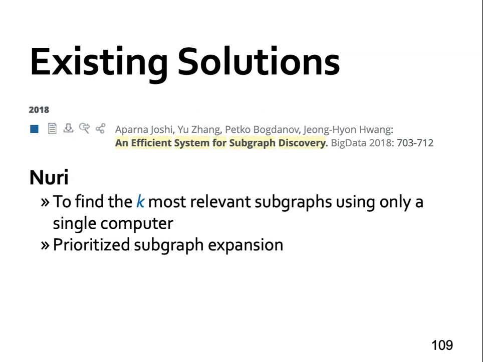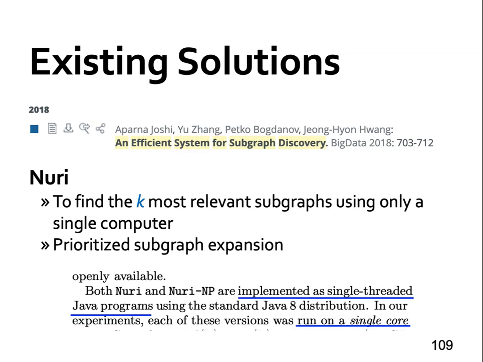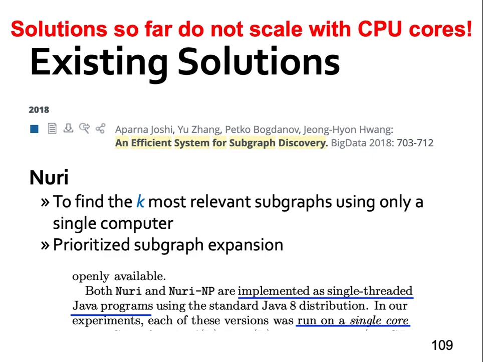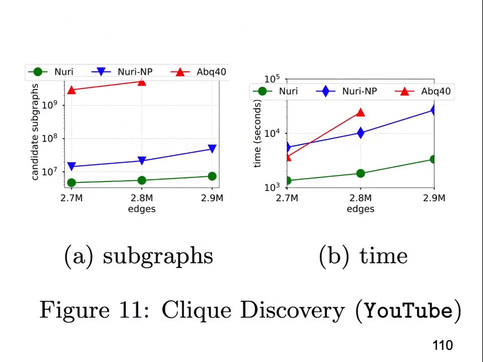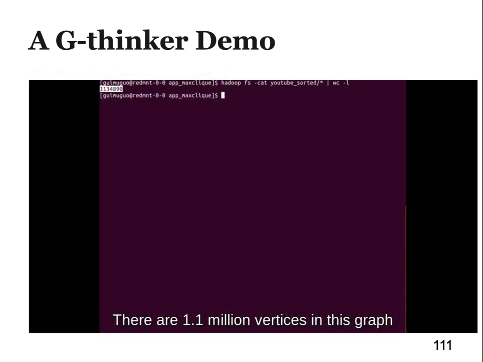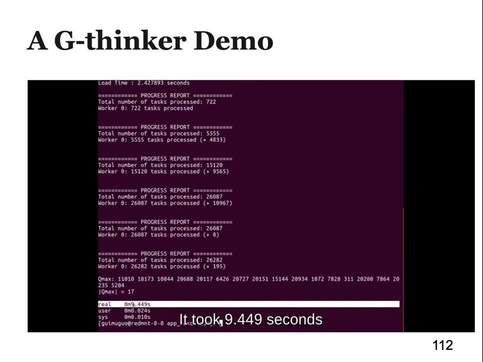Another system, Nuri, proposed to find the top k result subgraphs rather than all of them. But Nuri is a single-threaded Java program. All the systems we reviewed so far do not scale their performance with the number of CPU cores they use. For example, on a dataset called YouTube, Nuri takes over 1,000 seconds to find the max clique. If you use our G-thinker system on the same graph with 1 million vertices, it takes only 9.4 seconds on one multi-core machine.